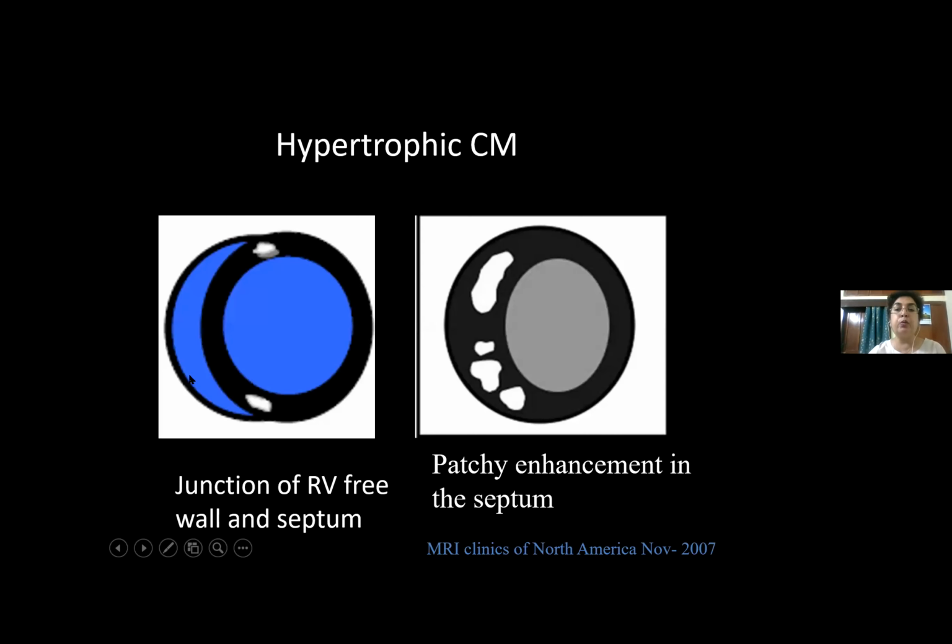Let's move on to delayed enhancement, which is a very important feature of HCM. There are two types of enhancement described. One is a pattern where the RV inserts into the LV at the two insertion points, the anterior and the posterior insertion point, that is delayed enhancement. However, this is a normal finding also and is seen in a variety of other conditions. More specific is the patchy, cloudy kind of enhancement, which is seen in the mid-myocardium or epicardium, but not involving the subendocardium.